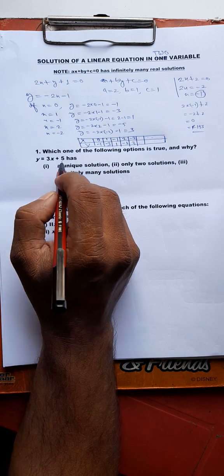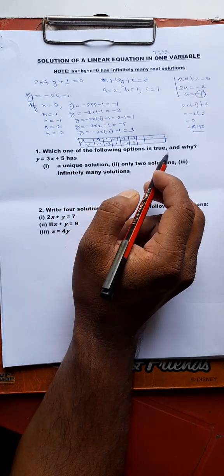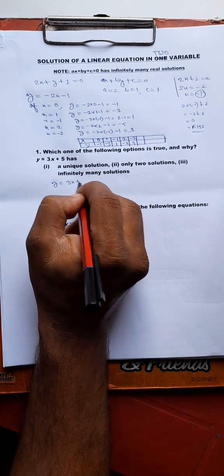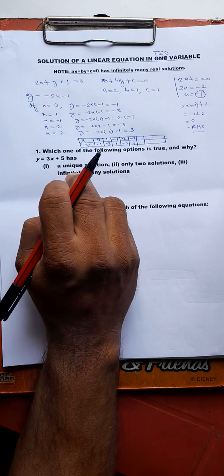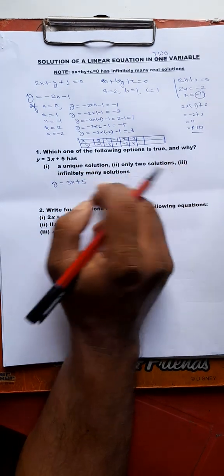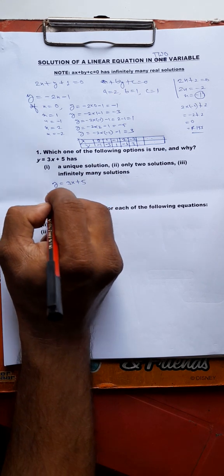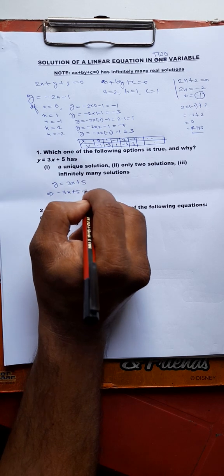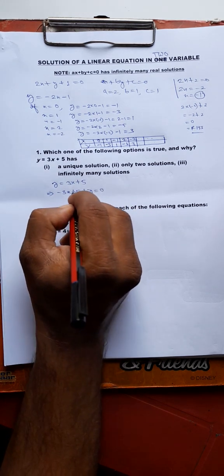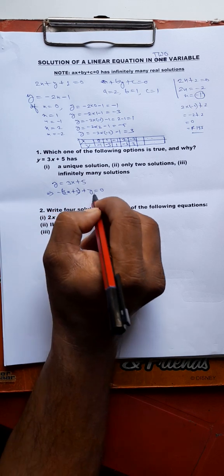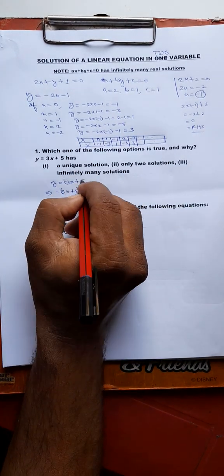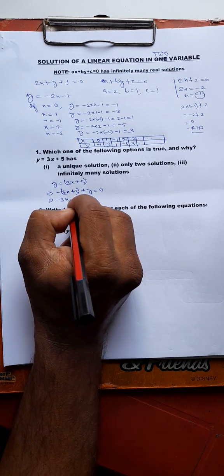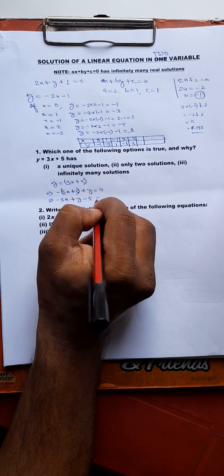Now let's discuss this. Which one of the following options is true and why? Y equal to 3x plus 5. It has a unique solution, only two solutions, or infinitely many solutions. Now you see, you can convert this to minus 3x plus 5 plus y equal to 0, transposing the term from the right hand side to the left hand side. This you can convert as minus 3x plus y plus 5 equal to 0.